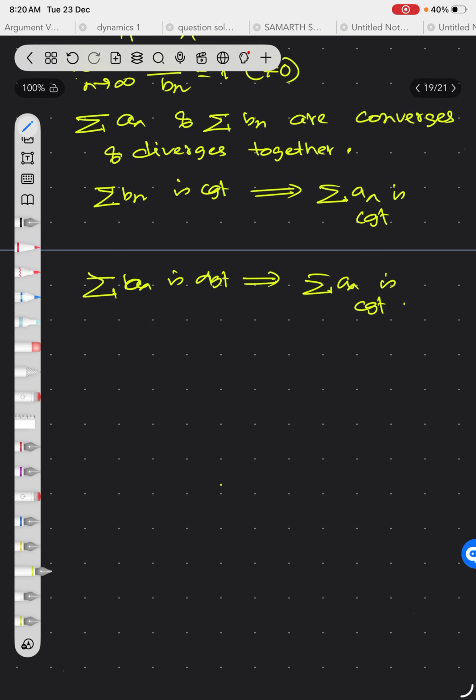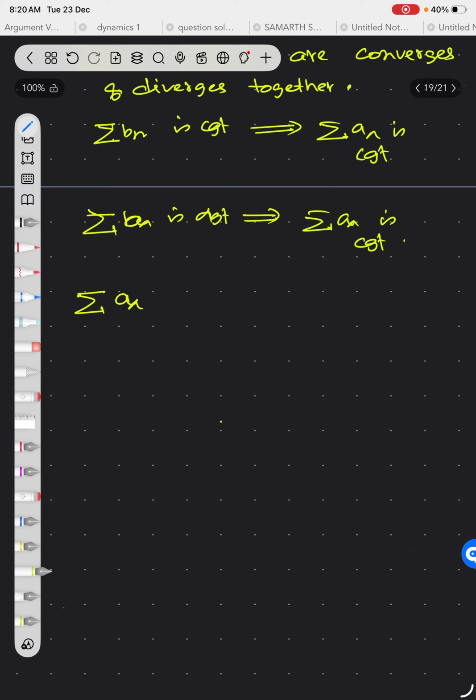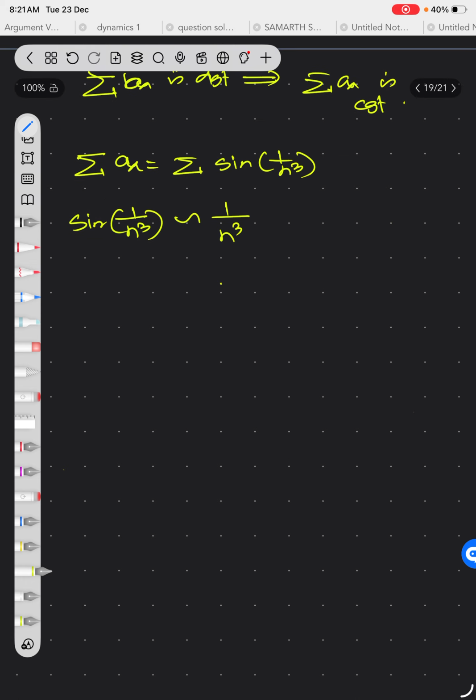We have been given the series a_n equal to the summation of sine 1 by n to the power cube. Now sine of 1 by n cube can be compared with the sequence 1 by n cube. If you see the limit as n approaches infinity of sine of 1 by n cube divided by 1 by n cube, the value of this limit is equal to 1, which is non-zero.